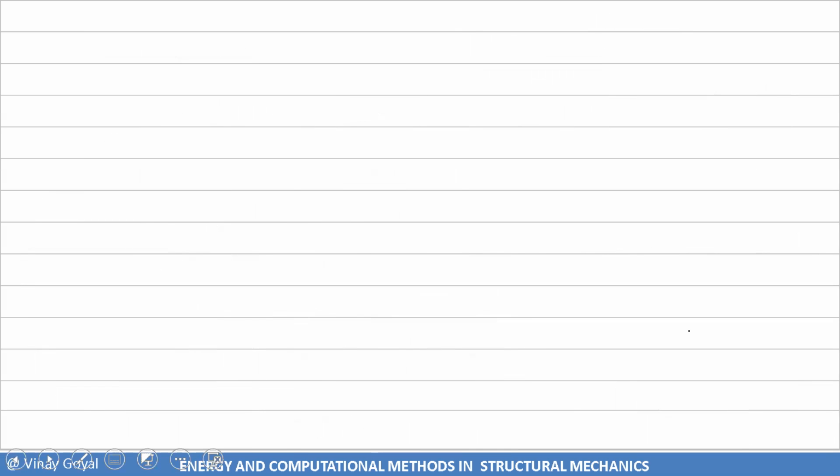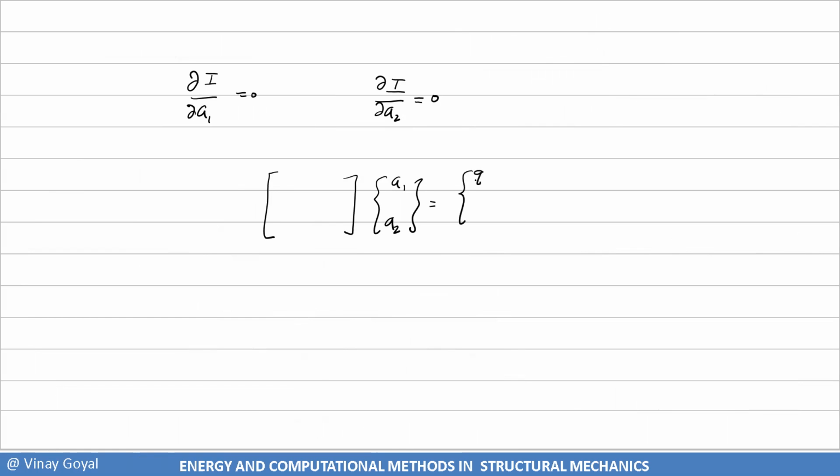So take the first derivative of I with respect to a1, set it to 0. Take the first derivative of I with respect to a2, equal to 0. You'll get a system of equations like that. Something like that.